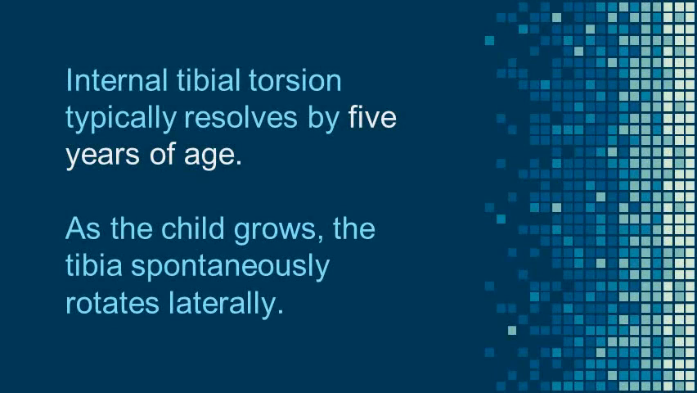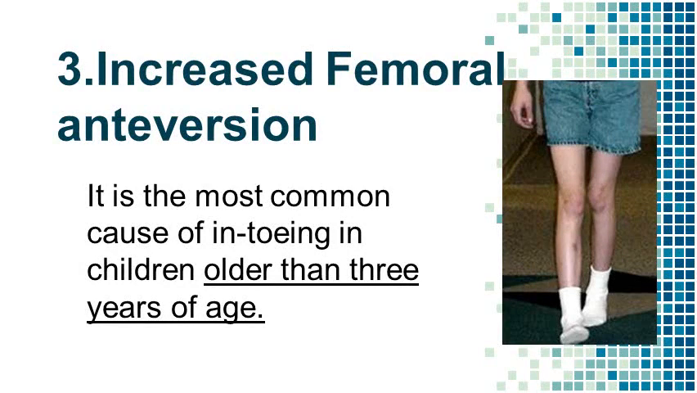Internal tibial rotation typically resolves by 5 years of age. As the child grows, the tibia spontaneously rotates laterally. The third common cause is increased femoral anteversion. It is the most common cause of in-toeing in children older than 3 years of age.